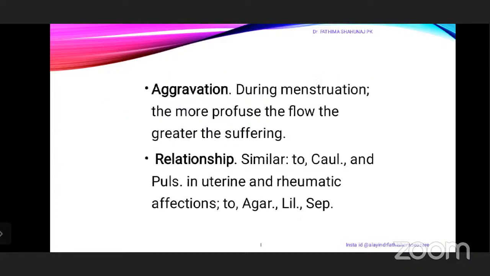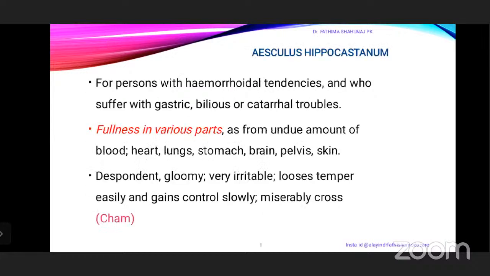Then about the aggravation modality and relationship. While seeing the menses, the female symptoms, we see that all the symptoms are aggravated during menstruation. So the common modality seen in Actea racemosa is during menstruation. The more profuse the flow, the greater the suffering. How much she is prone to profuse flow, that much her suffering is more. That's the thing, okay? Then the relationship. Now we are seeing a lot of differentiation. With this, we can understand it is similar to Caulophyllum, Pulsatilla in uterine and rheumatic affection, to Agaricus and Lilium tigrinum and Sepia. So next we can see the next drug, that is Aesculus.